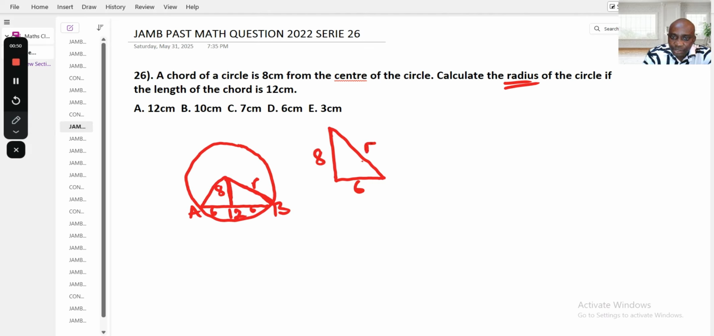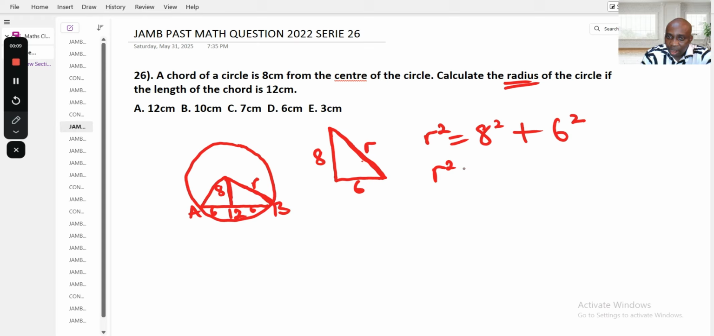Now this is the radius. How do we calculate it? The hypotenuse is the longest length when you draw a triangle. Therefore, the formula we are going to use is the Pythagorean theorem. R raised to power 2 equals 8 raised to power 2 plus 6 raised to power 2. Because it's the longest length, we are going to use plus, not minus, if we are trying to calculate the hypotenuse, the longest side of the triangle.